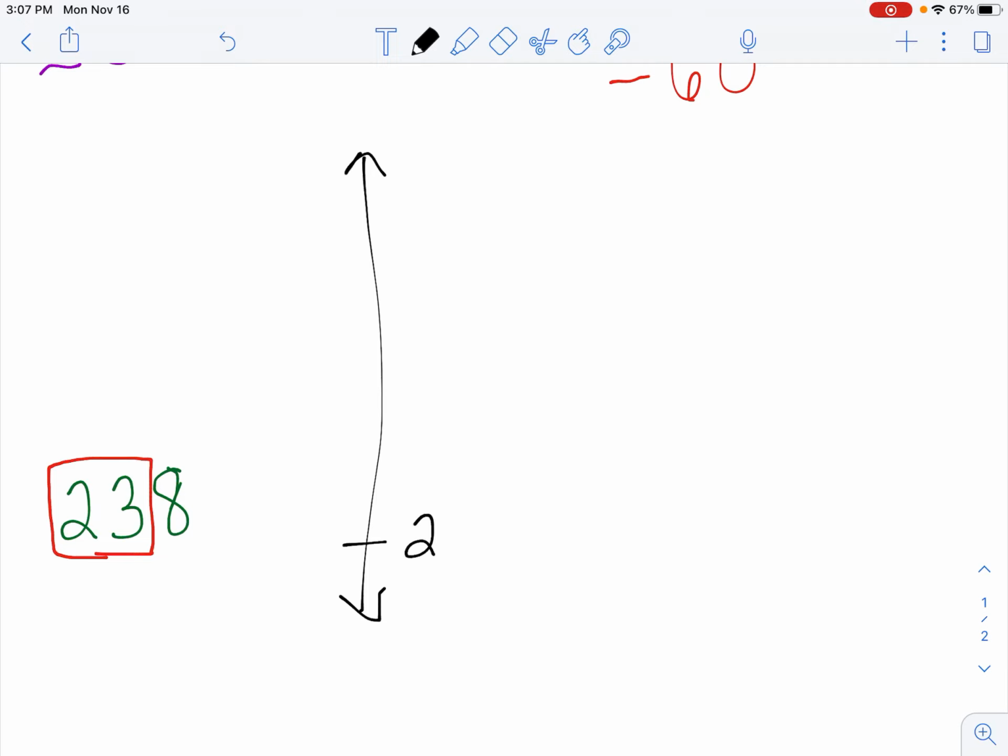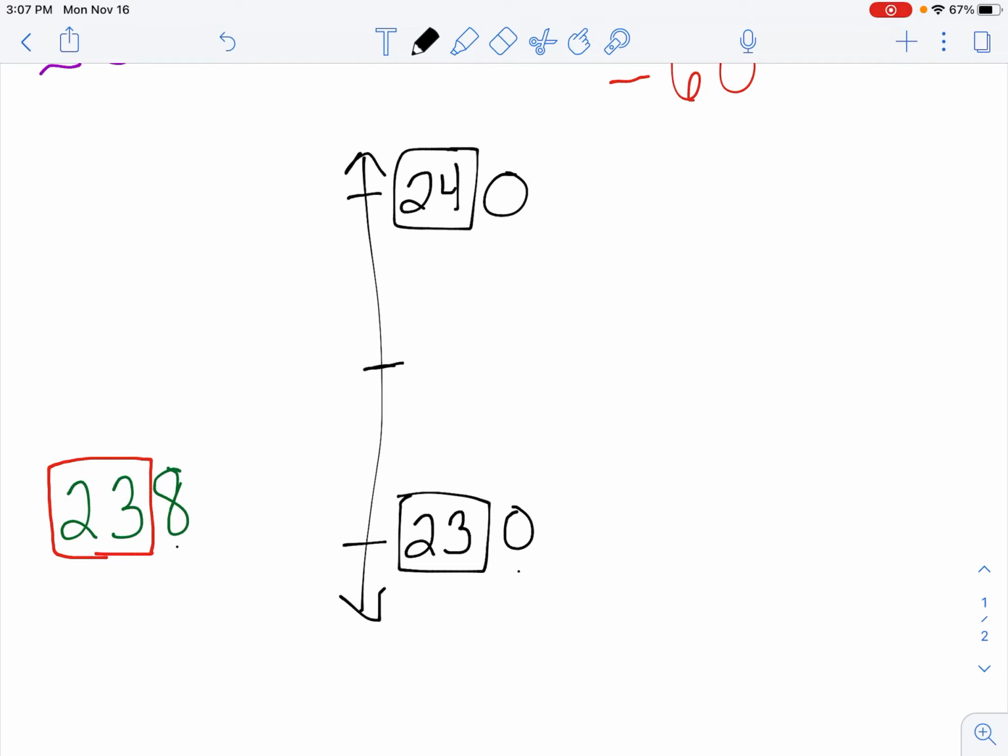I'm going to leave what's in my box. 238 is in between 23 tens, so I changed the 8 to a 10. The next 10 would be 24 tens, 240. So what's directly in the middle? It would be 23 tens and 5 ones, 235.